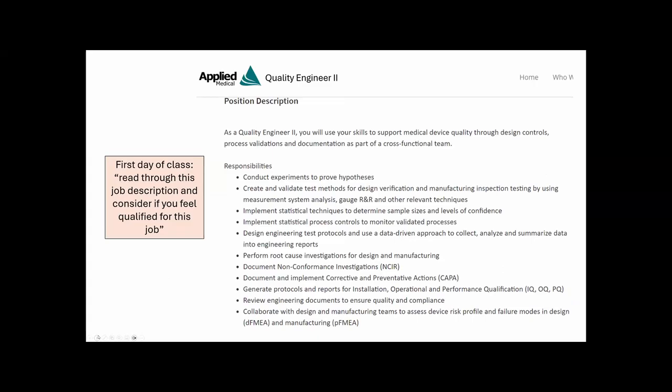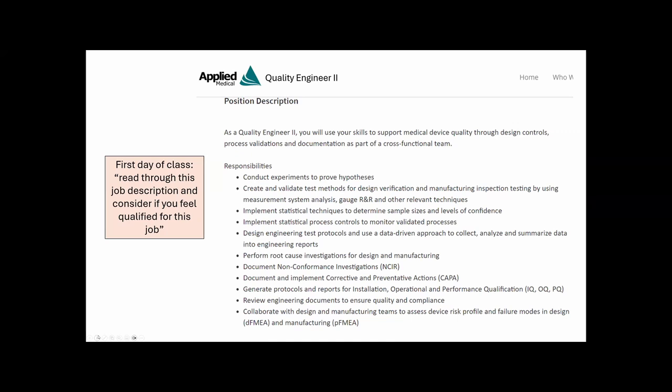So on the first day of class, some students don't know exactly what to expect for the course. So I do a typical syllabus day, but part of that is I show this ad. I give them the instructions: read through this job description, and ask yourself, do you feel qualified for this job? So I'm going to let you guys skim through at that level. You might have skimmed really quickly. I'm kind of a slow reader, but it's okay if you didn't read all of it.